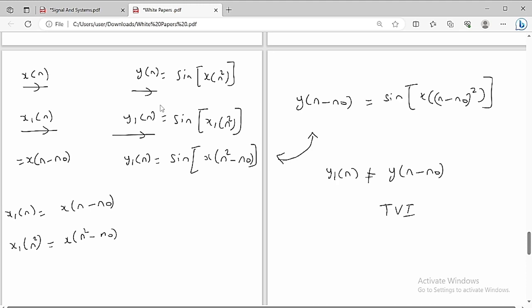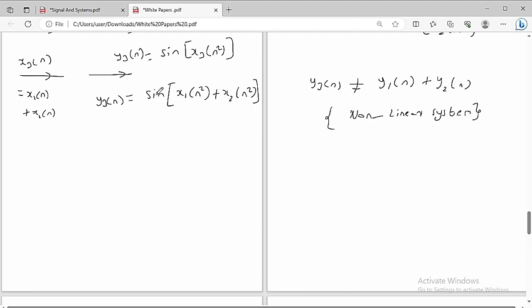Otherwise it's a time variant system. In this case, it is not equal. So we can say it is a time variant system. Then go for the causality. We are going to check the causality property. So how to check the causality property?